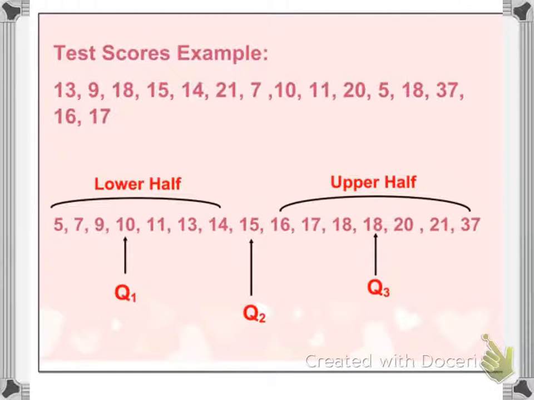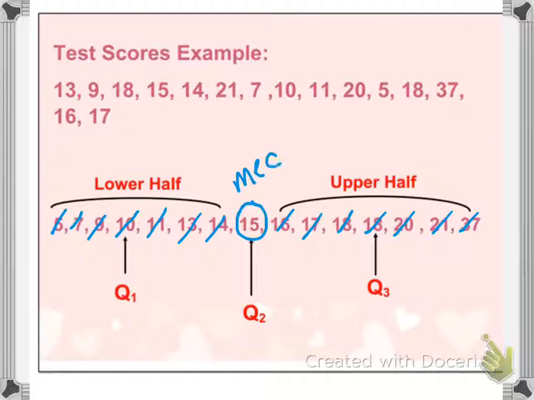This was the data that was given to us, so we have test scores. And you start by putting it in order. So I went from the smallest number of 5 to the largest number of 37. Once you have them all lined up, you start crossing them off to find the median. So just like you did before, you cross off one at the bottom and one at the top, all the way through until you have found a number that's in the middle. That's our median, but the median and quartile 2 are the exact same thing, but you find that first.